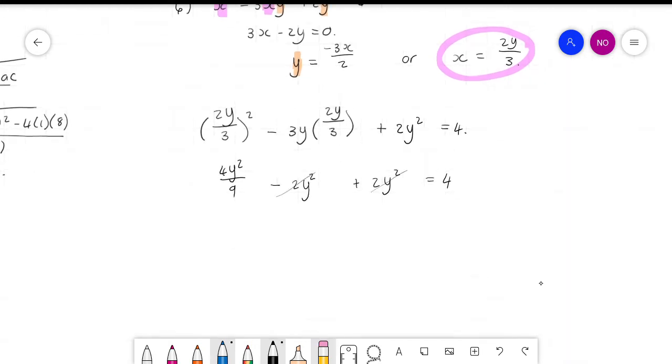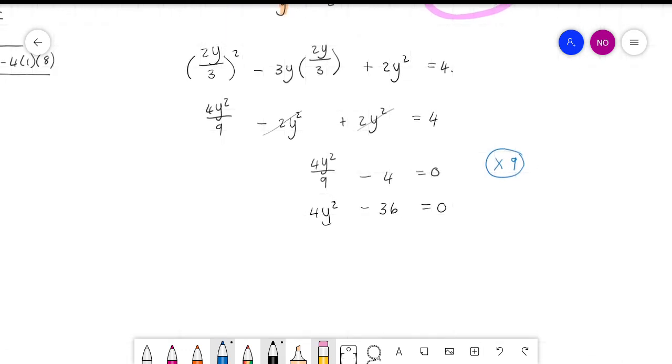Lucky for us, these cancel out, so then I'm left with 4y squared over 9 minus 4 is equal to 0. And now I go and I multiply by 9. Om ontslae te raak van my hakkie. Ag, van my breek. You could factorize it from here, but I'm going to divide by 4 first.